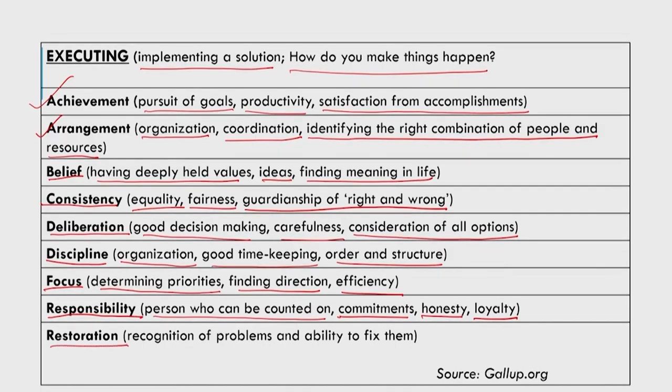The last one is restoration. It is about recognition of problems and the ability to fix them. Whenever a problem arises, for every execution there will be problems. Recognizing them and the ability to fix them is called restoration. So, these are nine important strengths associated with execution.